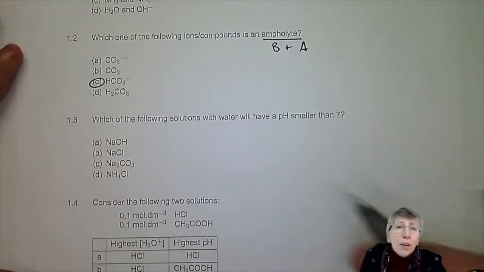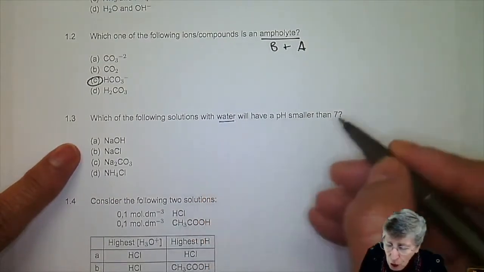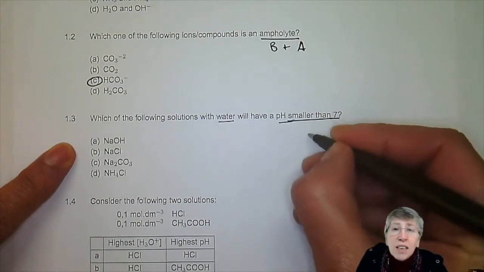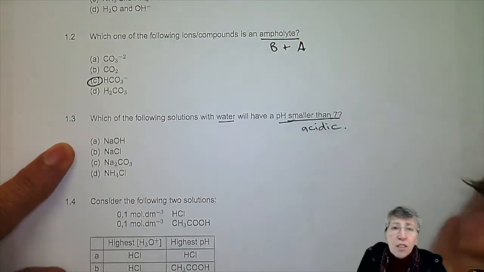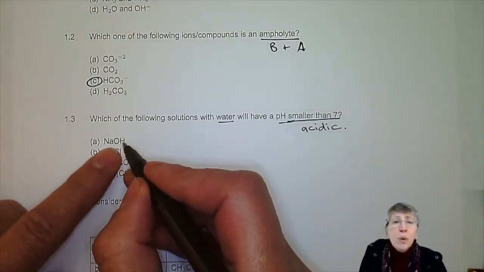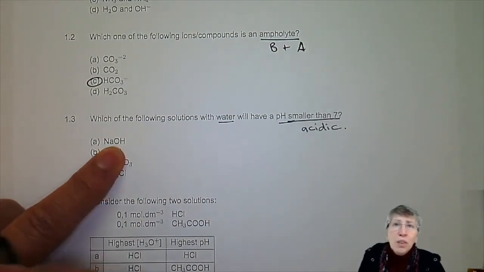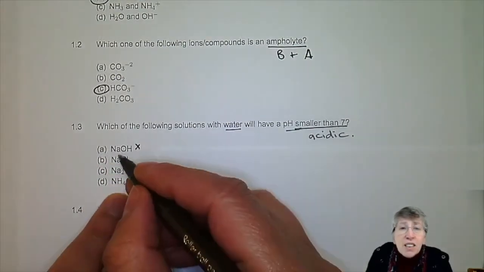Right, moving on. Which of the following solutions with water will have a pH smaller than 7? Immediately it tells you it must be acidic. So we're looking for the acidic solution. First one there, sodium hydroxide, I know that is a strong base, so that will definitely not be acidic. So that one I can leave out. Now let's think about the others.